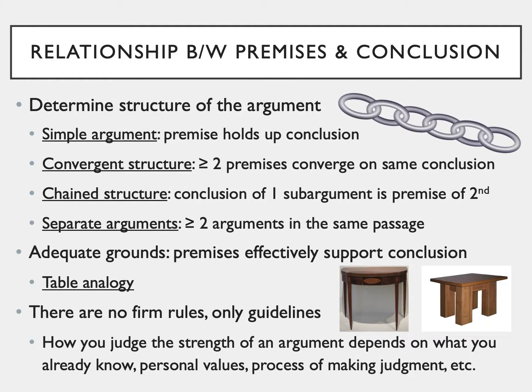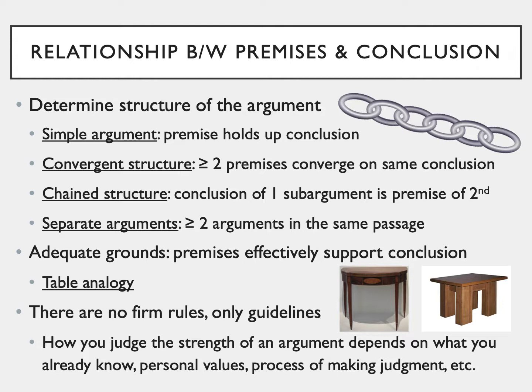The second criteria for evaluating an argument is to assess the relationship between the premises and the conclusion or conclusions. The first step in doing this is to determine the structure of the argument. Let's look at four different argument structures. First, the simple argument. In a simple argument, the premise holds up the conclusion. There is generally simply one premise and one conclusion. In a convergent structure, two or more premises converge on the same conclusion. That is, two or more premises support the same conclusion.